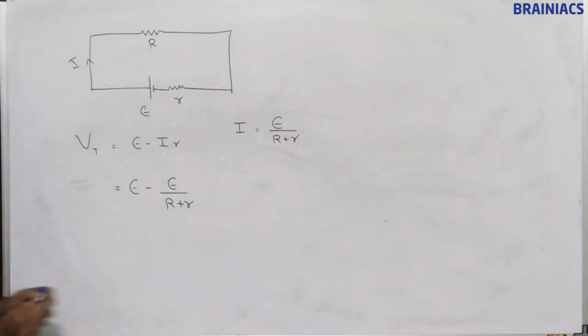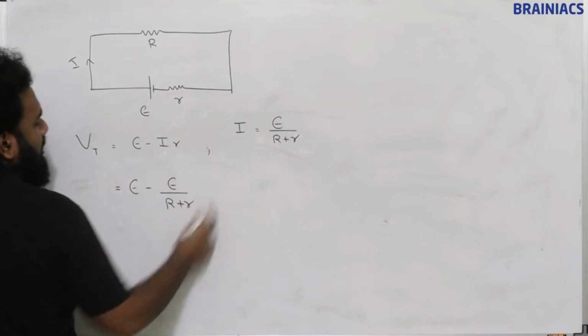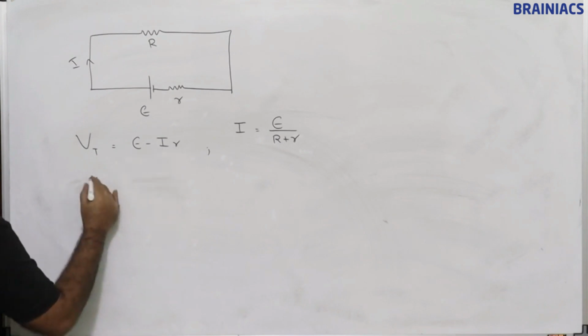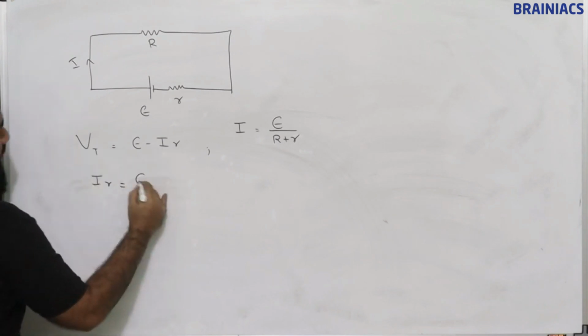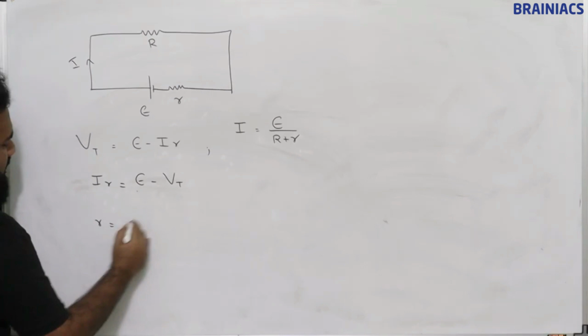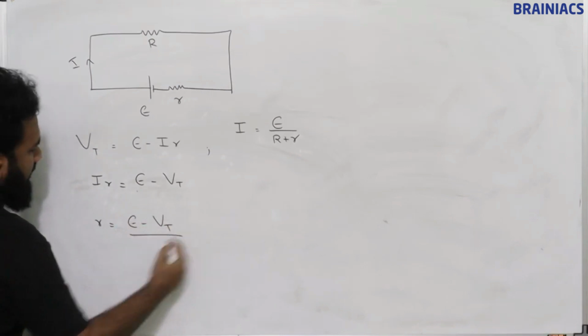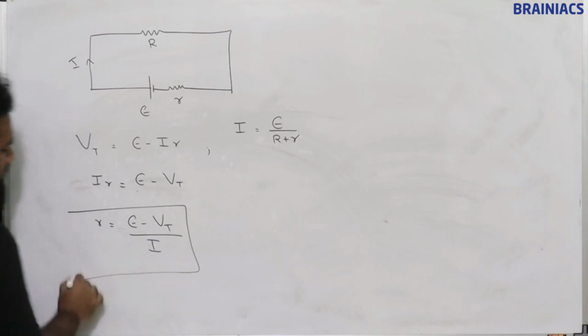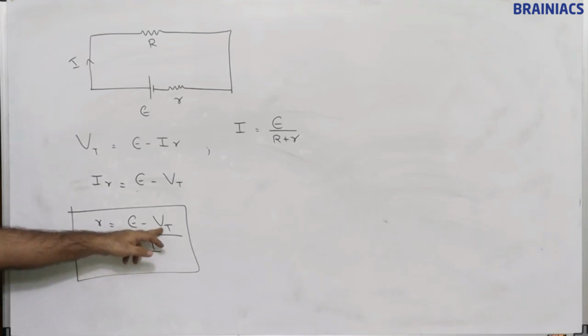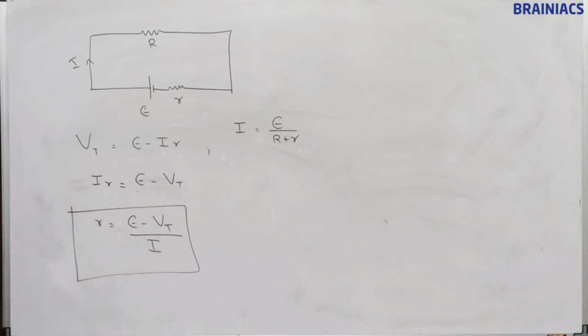Clear? So first, from this, we will maintain Ir. So E minus the terminal potential difference, so the internal resistance is E minus terminal voltage divided by I. This is the formula for finding internal resistance: EMF minus terminal potential difference divided by I. Clear? Note it down.